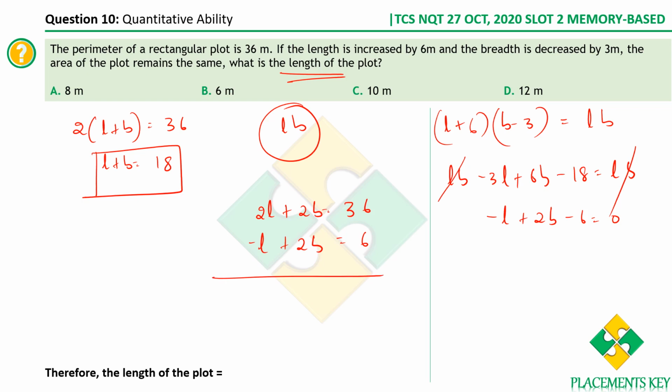So if we subtract these two equations, we get 3L, and the 2B terms get cancelled, is equal to 30. So we get the value of length as 10 meters, which is option C. Clearly we just have two equations and two variables, so you can eliminate one of the variables and get the value of L.